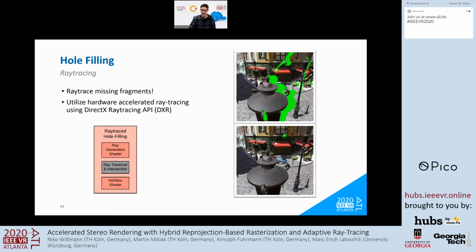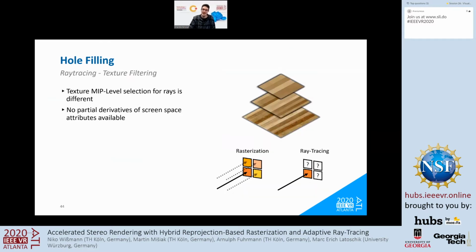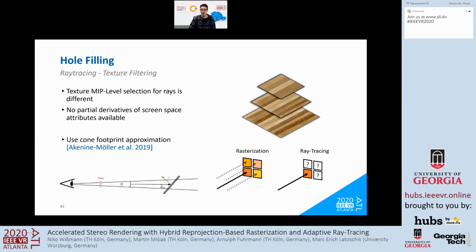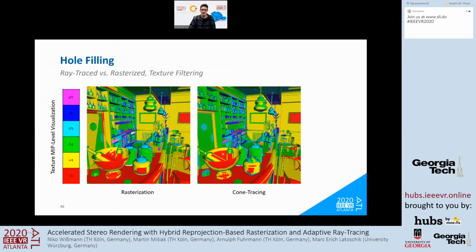The hit shader executes the same shading code as a lighting pass for the left eye, while the miss shader simply samples a background color. Unlike in rasterization, a single ray cannot compute the gradient of the texture coordinates at a specific point. Therefore, we resort to a cone footprint approximation for selecting the MIP level during ray tracing. Here we can see the difference between the texture MIP levels between regular rasterization and our cone footprint approximation.